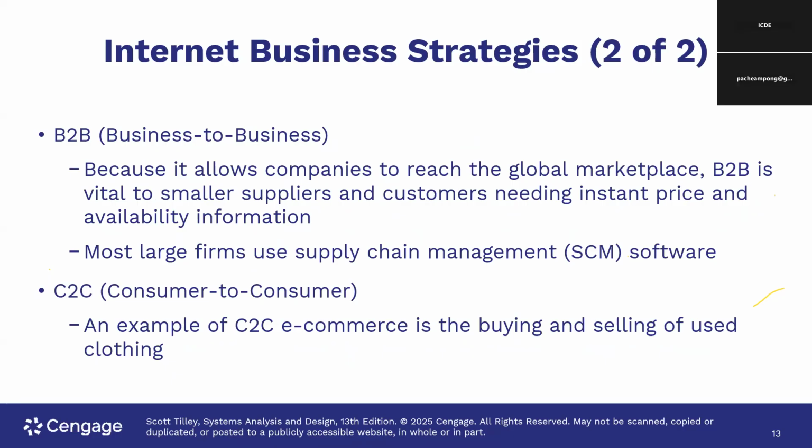All right. So business to business also allows companies to reach the global marketplace. It's way larger than business to consumer. And it's complex because these systems involve volume discounts, complex shipping schedules, automatic reordering, and systems that handle massive data, like millions and millions of records.